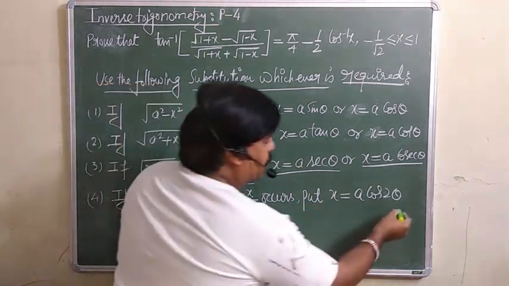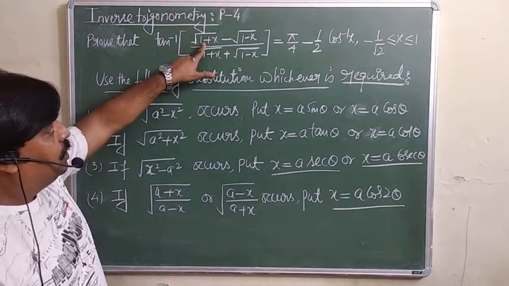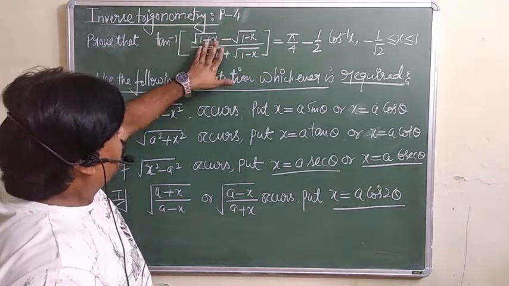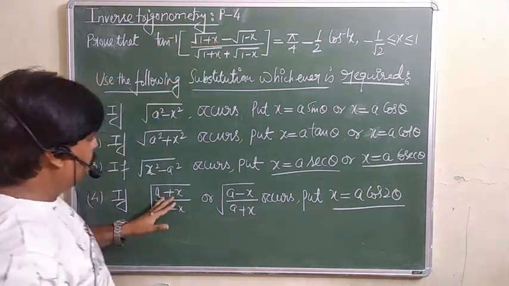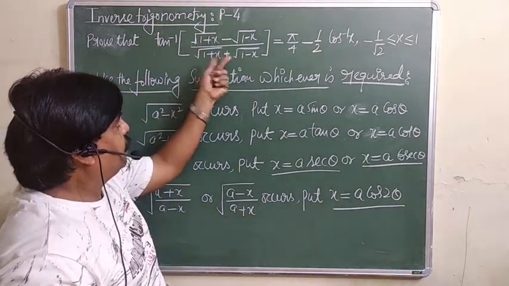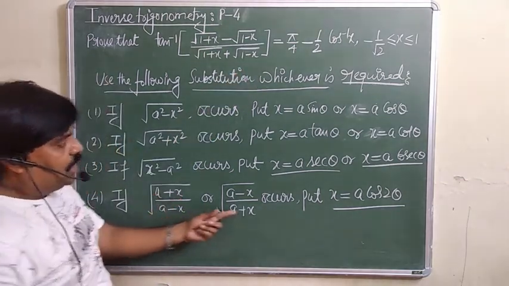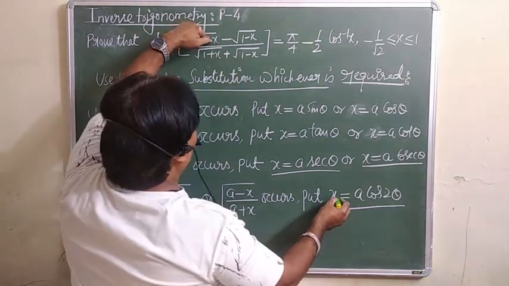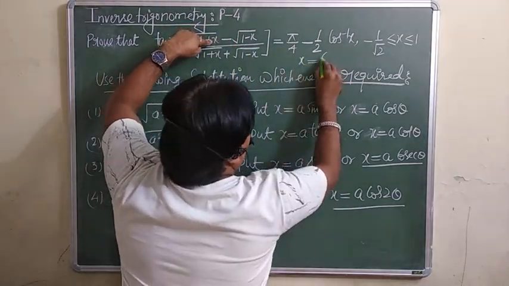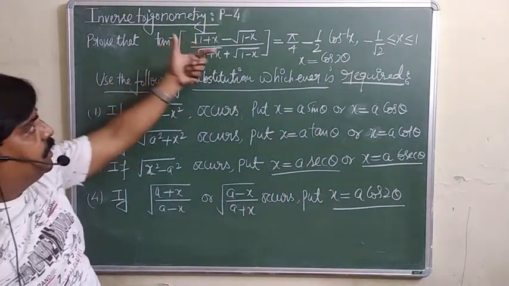Then you are supposed to put x equal to a cos 2 theta. Look at here now. This is like 1 plus x over 1 minus x, which is equivalent to this one only. So if we put x equal to cos 2 theta in this expression, because a is 1 here, then you can solve it.